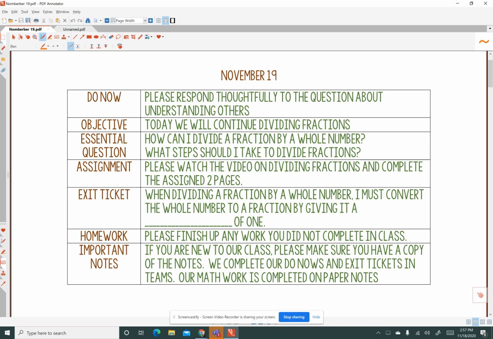Today we will be dividing fractions again. We'll start with our do now, and we will respond thoughtfully to a question about understanding others. I guess that's opposed to understanding ourselves, and we'll talk about why that's important. For our objective today, we will continue dividing fractions, and our essential questions ask, how can I divide a fraction by a whole number? Or what steps should I take to divide fractions?